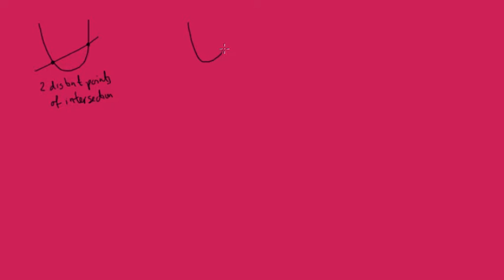Or we could have our quadratic and our line just skims past it and there's one point of intersection, and that is the line is tangent to the curve. Or we can have our quadratic curve and our line and there's no points of intersection.